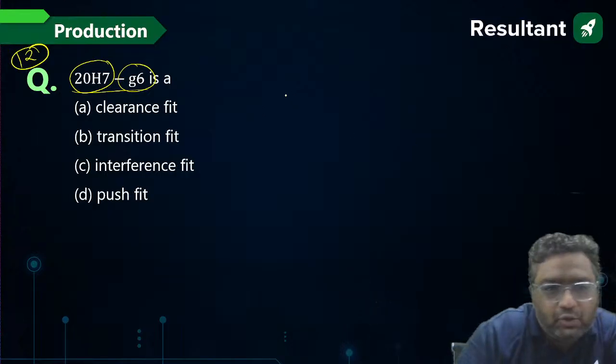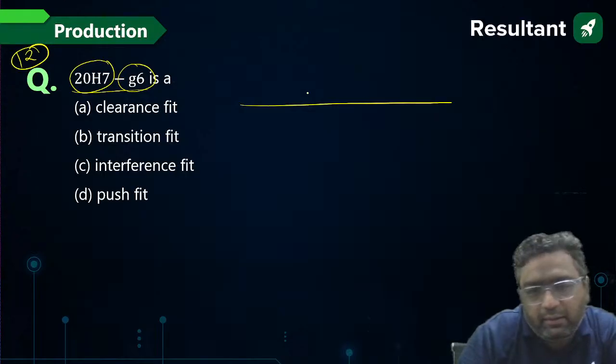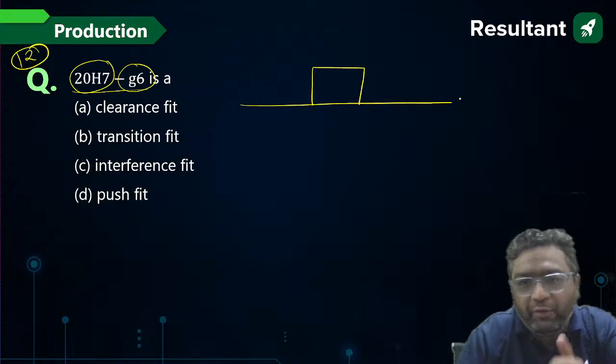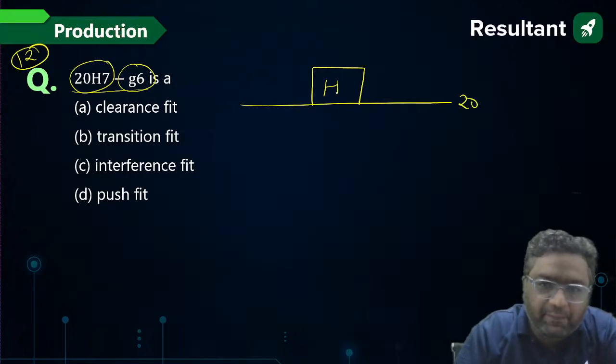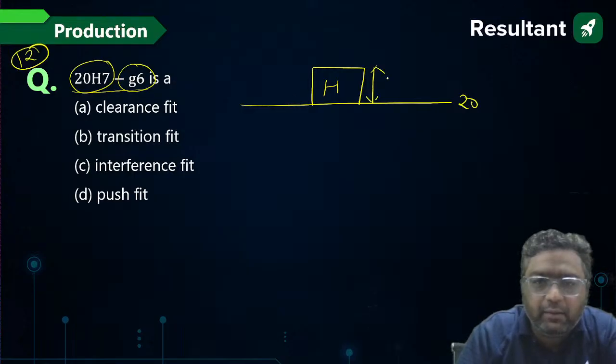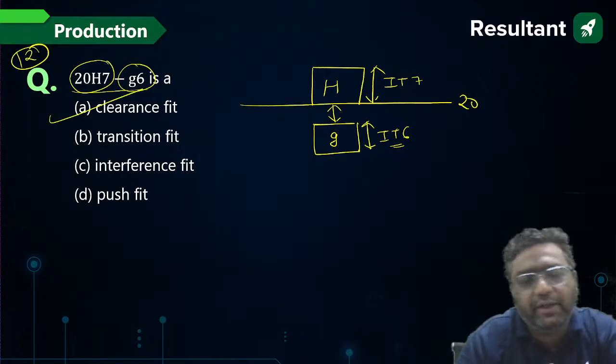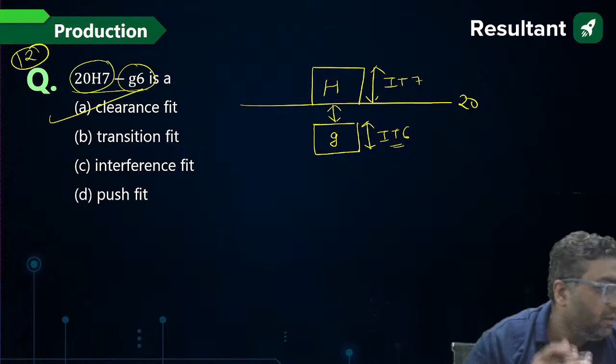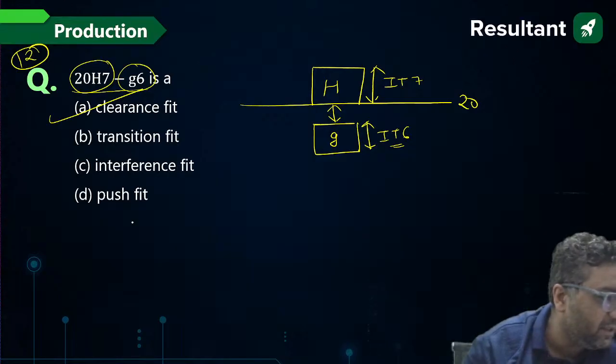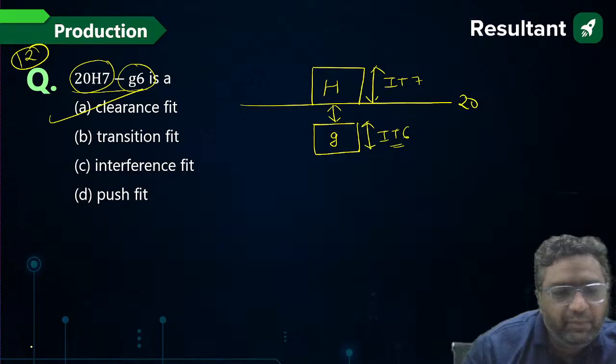Yes. Okay. So, dear, first of all, we make the basic size line, and this is our 20 mm. This is our H type of hole, and this is our IT7. I feel everybody would be aware of this. Then we have G. Here it is a G type of shaft. This will be IT6. So you can see there is a clear gap between H and G, which is indicating the clearance fit. Very good, guys. You have done it correctly. Answer is correct. Answer will be A for question number 12.